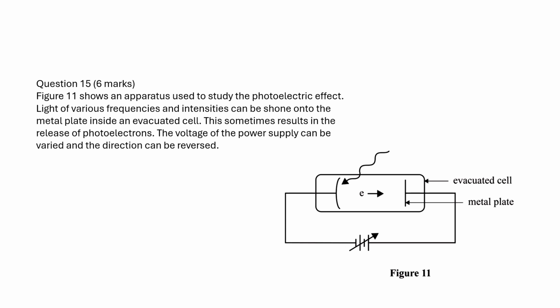This apparatus is used to study the photoelectric effect. Light of various frequencies and intensities can be shone onto the metal plate to produce photoelectrons. The voltage of the power supply can be varied and the direction can be reversed.